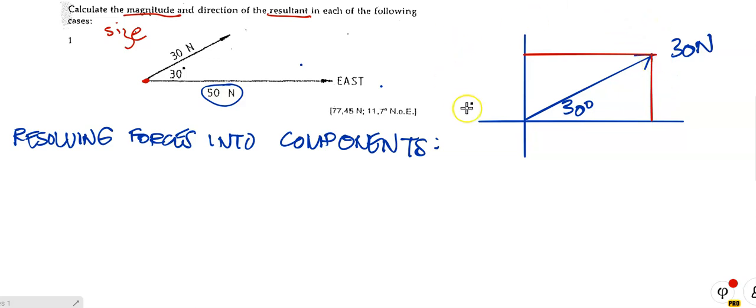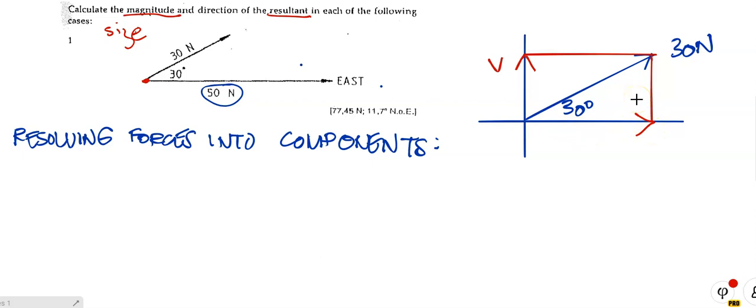You will agree that that side and that side are equal, and that side and that side are equal. The 30 newton force there is the diagonal of the rectangle. We must resolve this force into its horizontal and vertical components. So that's going to be a vertical component, and that's going to be the horizontal component acting the other way.